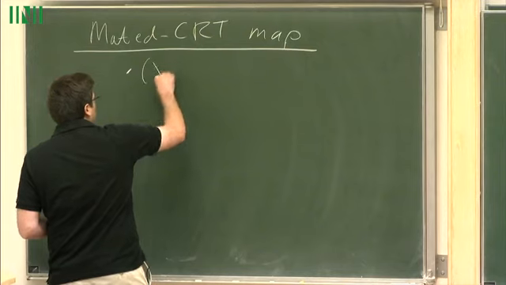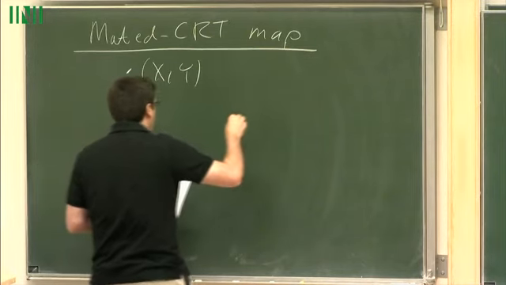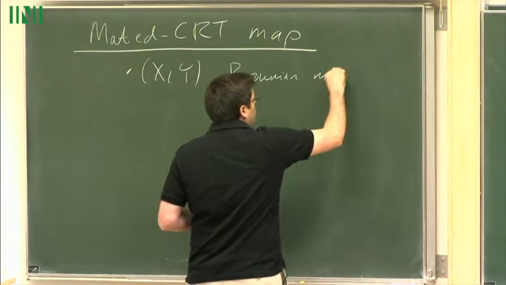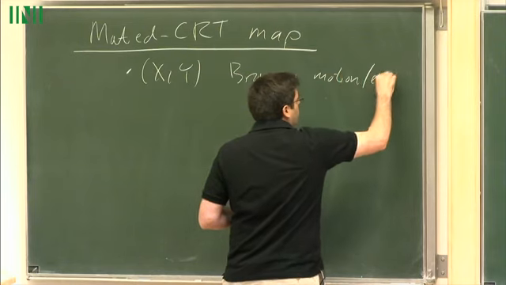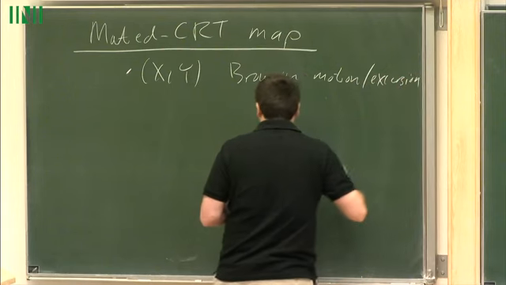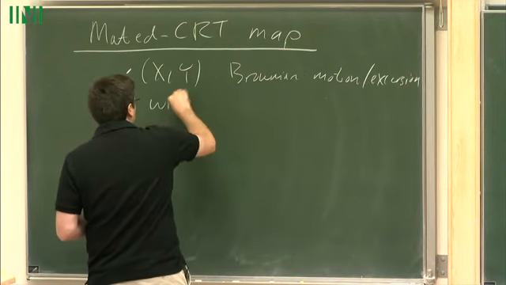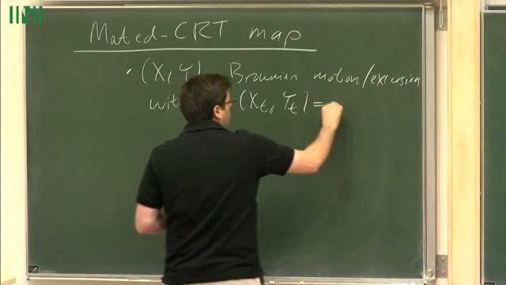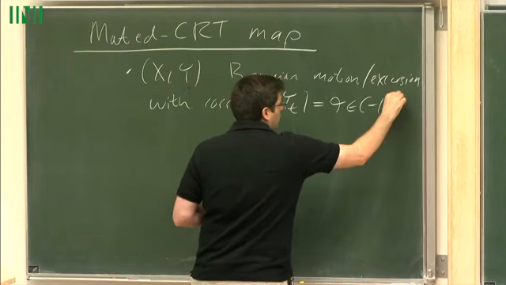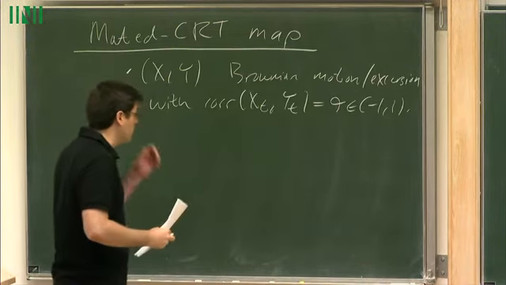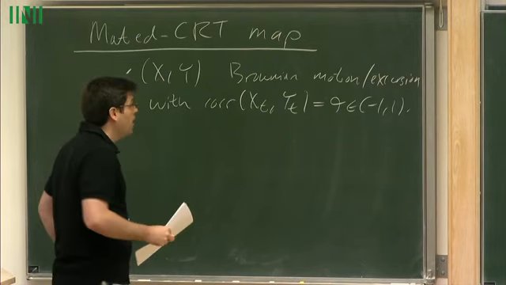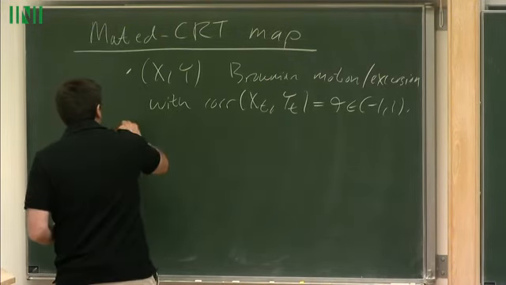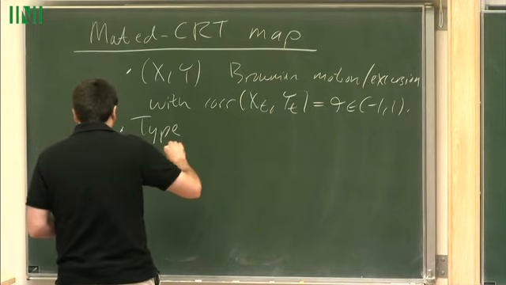The way it works is that you have some process (X, Y), and this is going to be some type of Brownian motion or a Brownian excursion. The parameter, just to remind you, is the correlation between the two coordinates of your Brownian motion or Brownian excursion. And which type of process you choose determines the topology of the map that you're going to be working with.